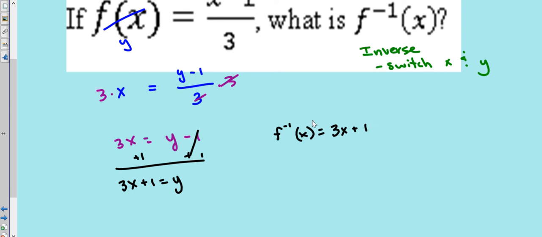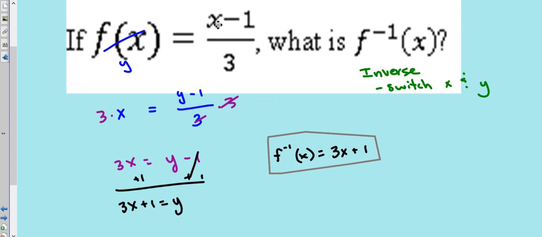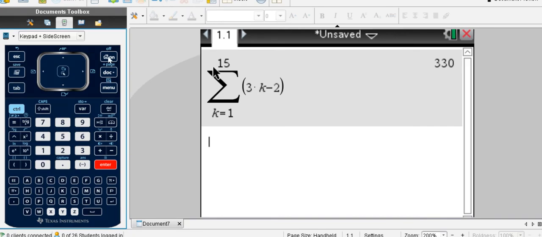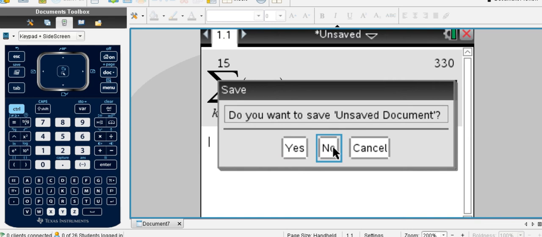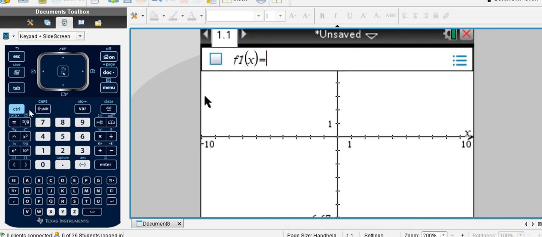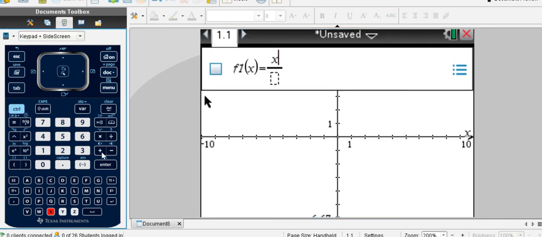Now, one thing we need to do with this is we always need to check for domain restrictions. What do I mean by that? Is we would go to the original graph and see if we need to do anything with the domain range. So we would go over here and check out the graph. And the graph was x minus 1 over 3.